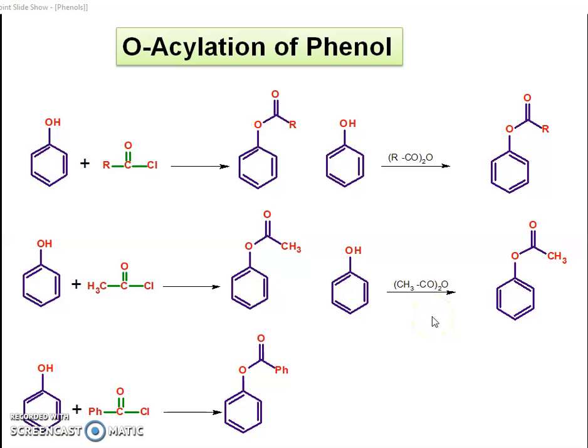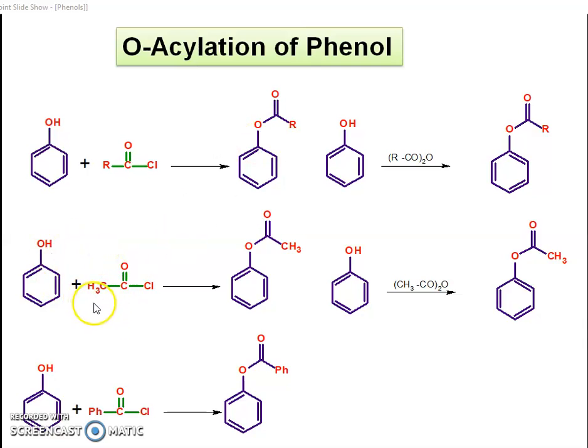The next reaction we see is the acylation of phenols. The acyl group is attached in place of the hydrogen of the OH, and the Cl is replaced as HCl as a byproduct. This is the general reaction. The lone pair of the oxygen attacks the carbonyl carbon and replaces the chlorine as HCl, and acylation takes place at the oxygen atom.